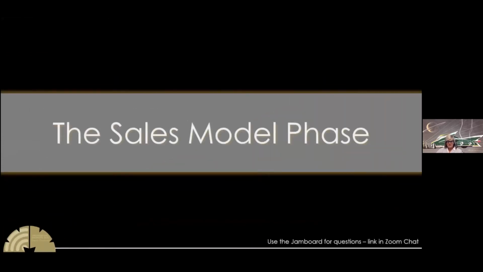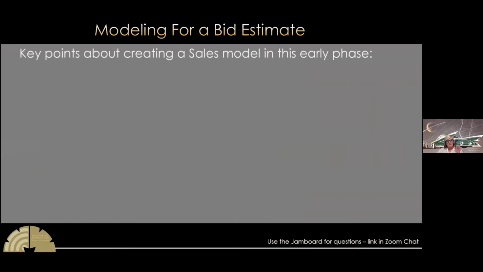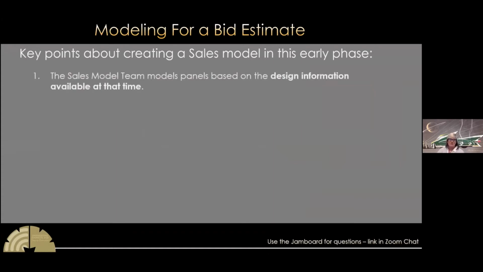All right, so at the sales model phase, when we're modeling for a bid estimate, there are key points about creating a sales model in this early phase that it's good for people to understand. First of all, the team is modeling panels based on the design information available at that time. And as you know, when you have drawings at bid, by the time it's handed over to operations, if we get the project, a lot can change or get clarified that was not very clear in the beginning. So understanding that they're trying to get panels in there, or curtain wall or anything else, to capture scope and give the estimators a really accurate estimate for materials is what we're trying to get at that phase.